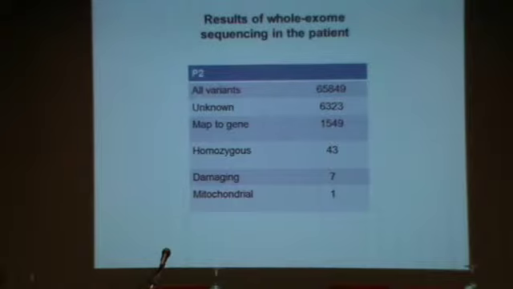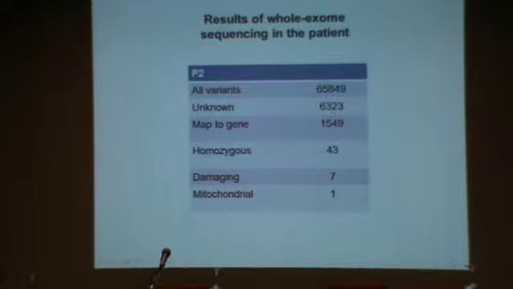This is what we did in the case of this child, and you can see that when we looked at all the variants that she had, there were 65,000. But then you can start filtering the different changes out. You can ask how many of them are unknown, that do not occur in the normal population. That was only 6,000. Which ones are really part of a gene? You get down to 1,500.